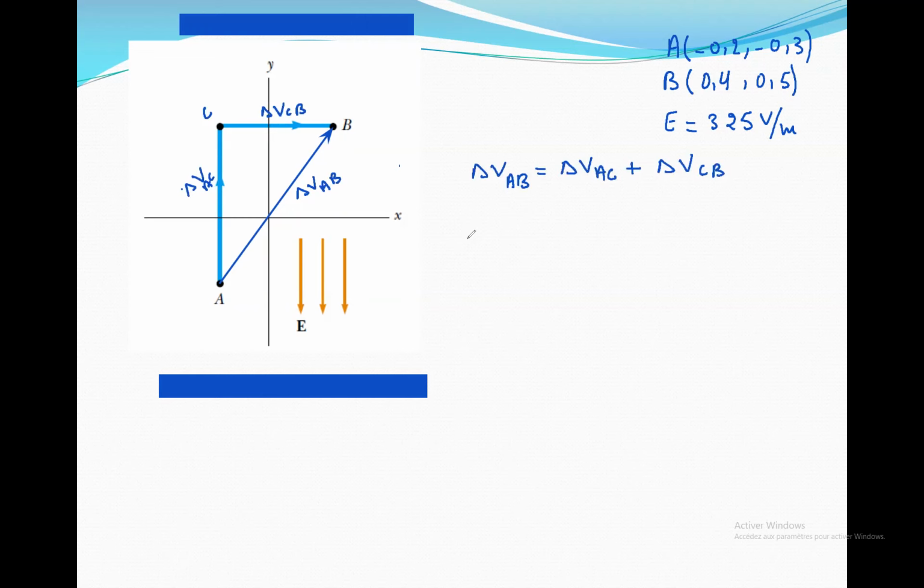You know, in general, delta V equals minus E dot delta S. If we have delta S through the x-axis, we put delta X. If it's on the y-axis, you put delta Y. So we can write delta VAC equals minus E delta S. From A to C, it's along the Y direction. So we can write dy.